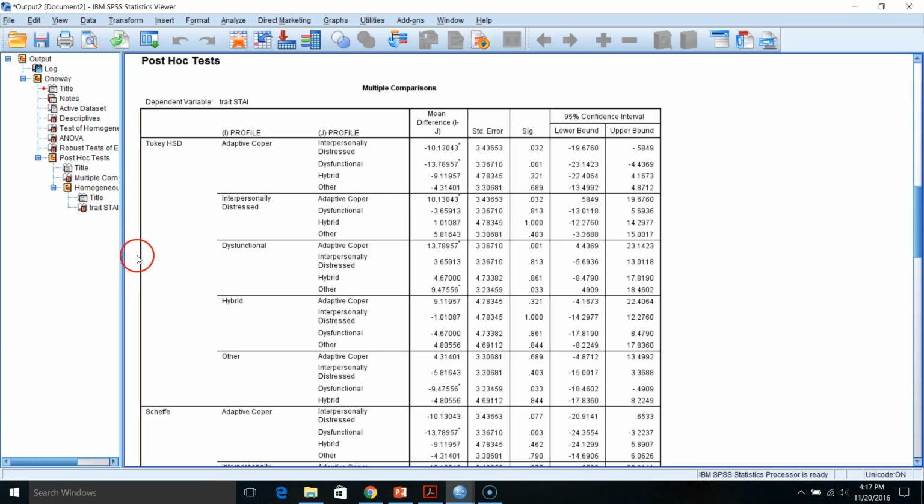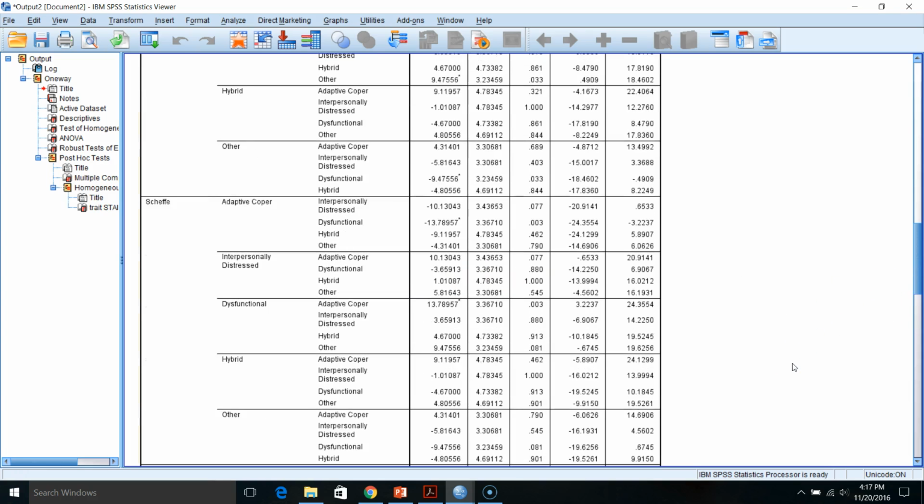So our Tukey HSD procedure, and this is our Tukey-Kramer, adjusting for unequal samples, finds that our adaptive coping people are showing lower levels of trait anxiety than our distressed and our dysfunctional groups, and we also see that our other group is scoring lower levels of trait anxiety than our dysfunctional group. So we've got 3 statistically reliable differences based on Tukey HSD.